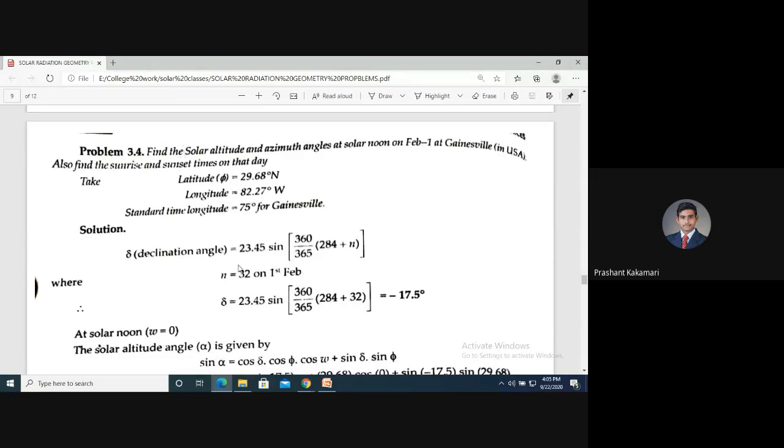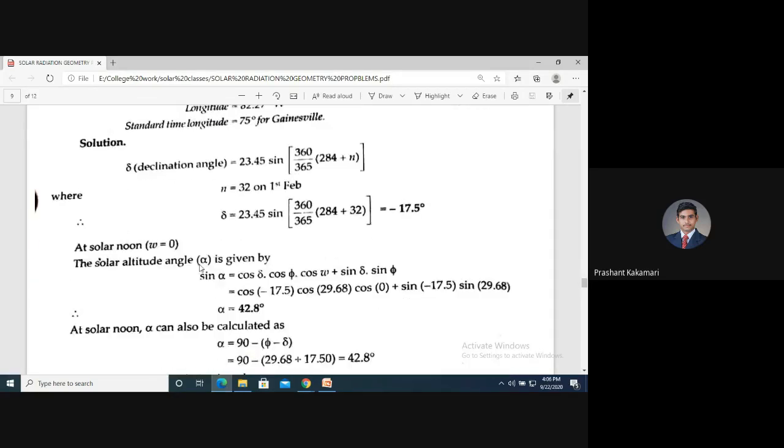Take latitude phi 29.68 degrees north, longitude 82.27 degrees west. Standard time longitude is 75 degrees for Gainesville. So here they have given the standard time longitude also, which means one of the relations is going to use these two values, that is the standard time of the country and the local time of that longitude. Using these two values, I can correlate with one of the equations and solve for the standard sunset and sunrise time also.